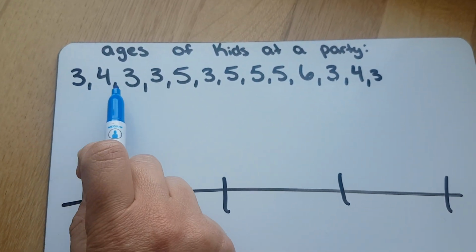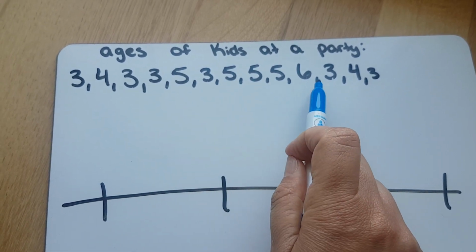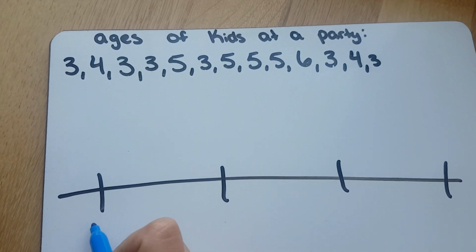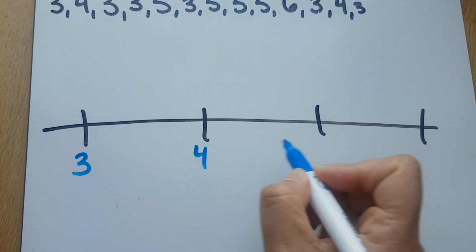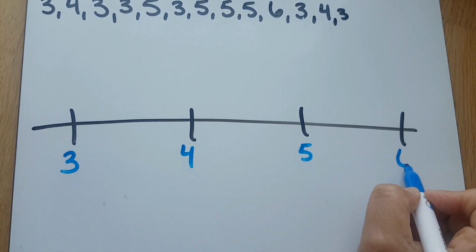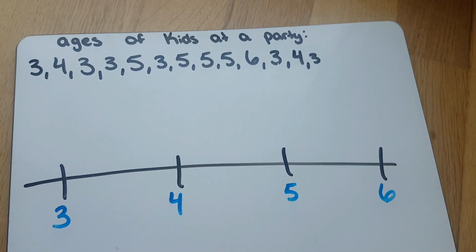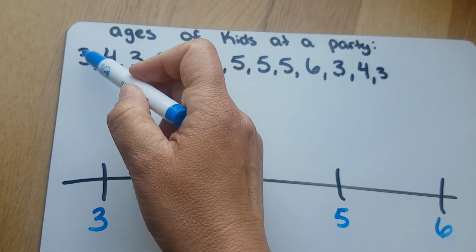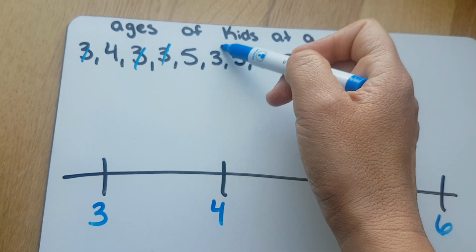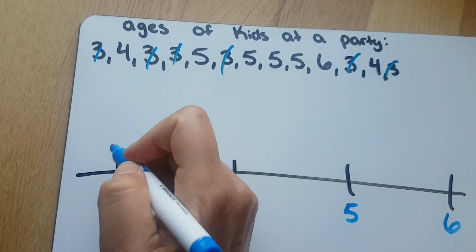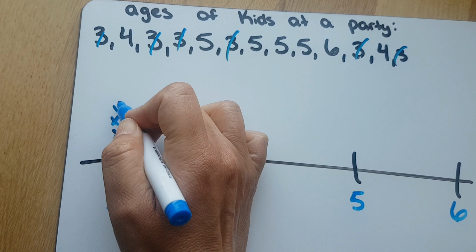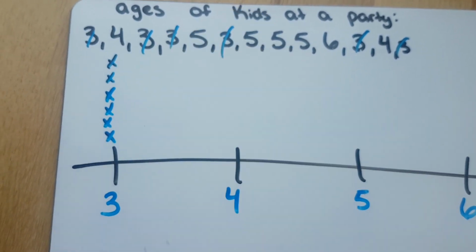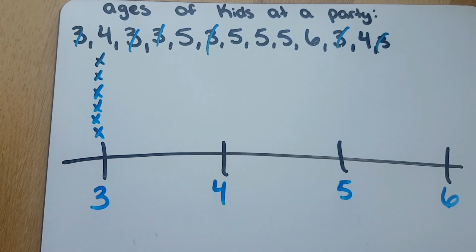As you can see, I have 3, 4, 5, 6-year-olds. So my ages seem to go between 3 and 6. So 3-year-olds, 4-year-olds, 5-year-olds, 6-year-olds. All right. Now I just need to plot. How many 3-year-olds do I have at my party? Well, I have 1, 2, 3, 4, 5, and 6. The 6 X's represents how many 3-year-olds I have.